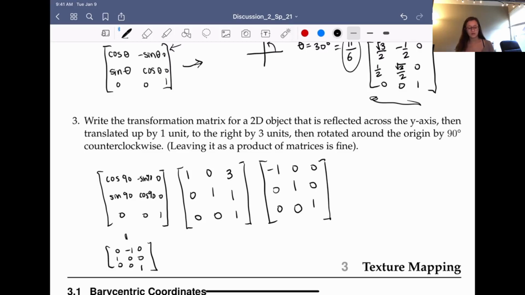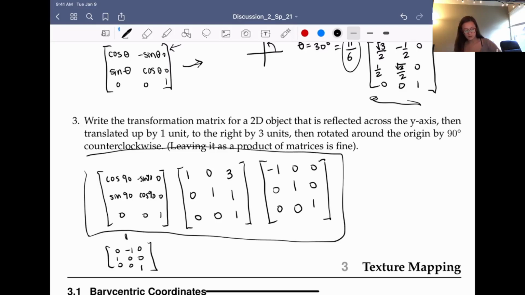Okay, so then all of these 3 matrices together will give us the transformation that we want. And then all we would do is just multiply our coordinate over here, and that would give us our new transformed coordinate.